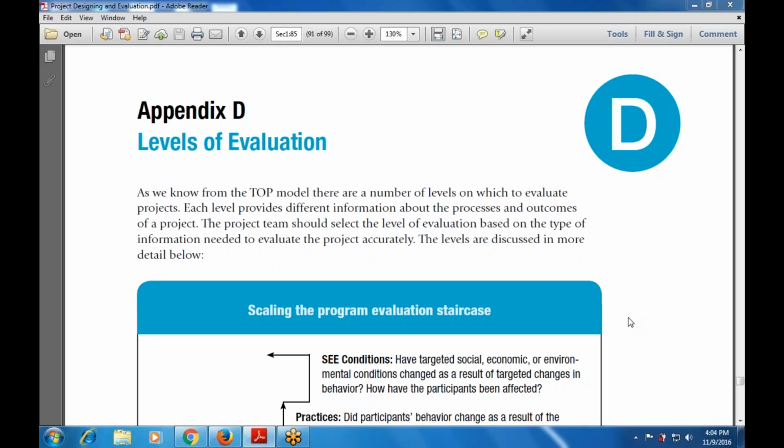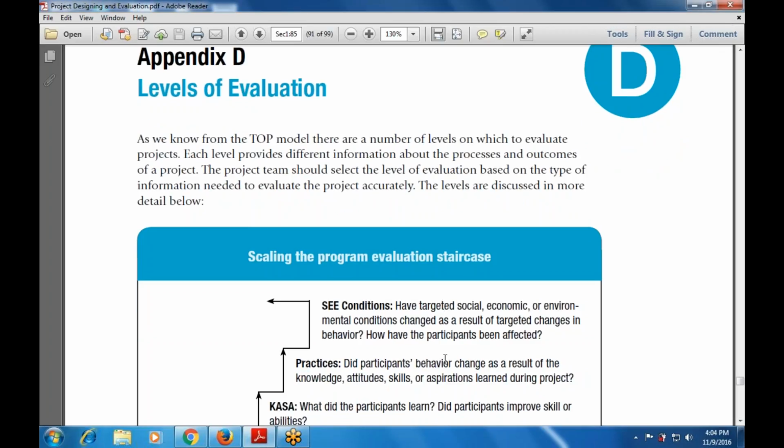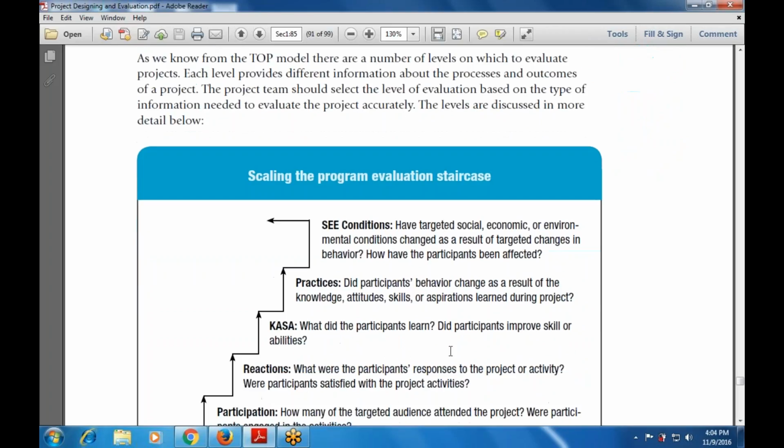For example, if I'm going to scale the program evaluation staircase, that means telling you what the staircase of this program is, how it goes ladder by ladder. First is the SEE conditions, that includes the various social, economic or environmental conditions. Then the best practices used as a result of knowledge, attitude, skills, aspiration. Then KASA: what did the participants learn, whether it is improving their skills or abilities.